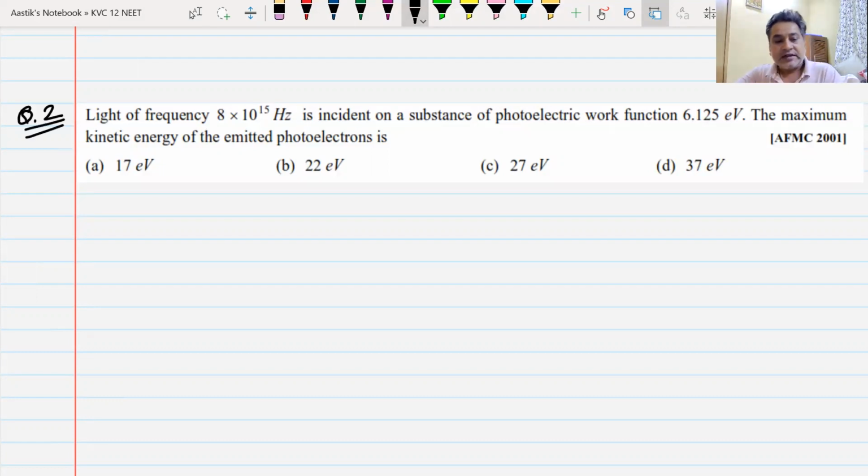This is the next question. Light of frequency 8 into 10 to the power 15 hertz is incident on a substance of photoelectric work function 6.125 electron volts. What is the maximum kinetic energy of the emitted photoelectrons? Again, this is a previous question. This has come with different values in different years of your NEET. See if you can do this question fast. Remember, it's all about being able to do it fast.